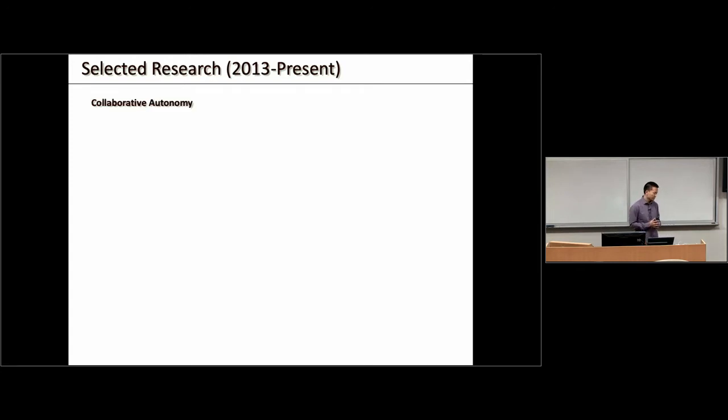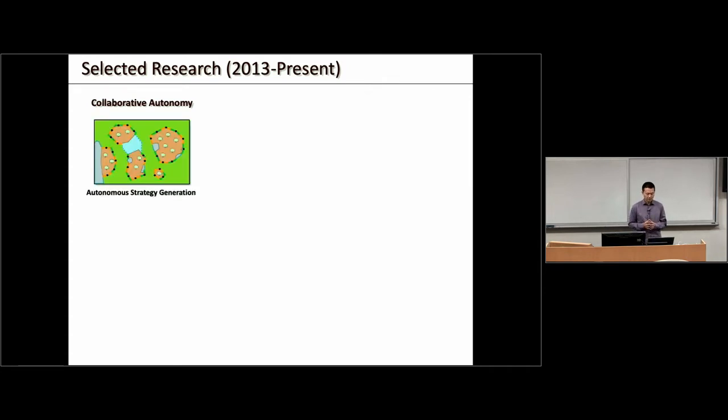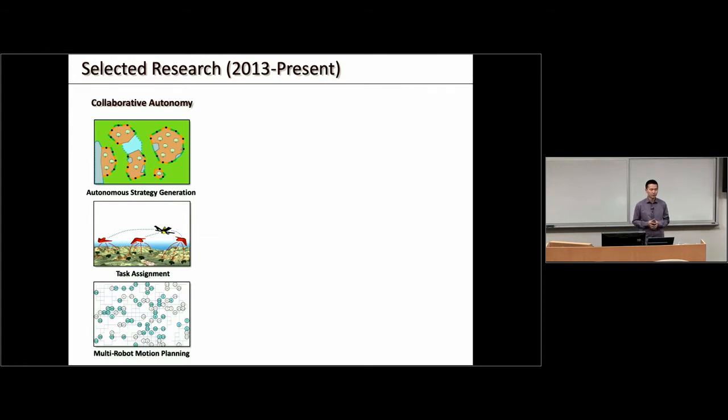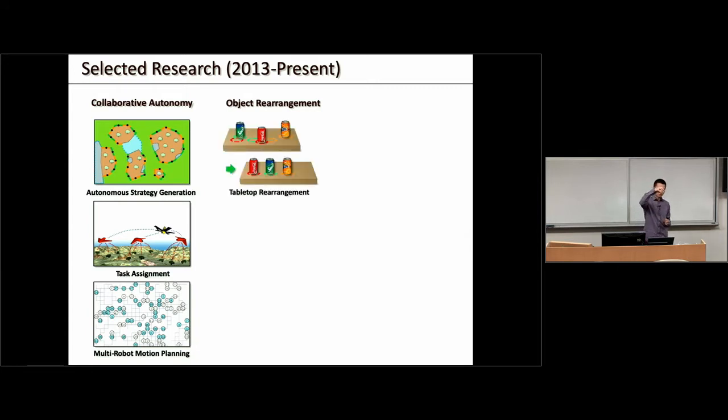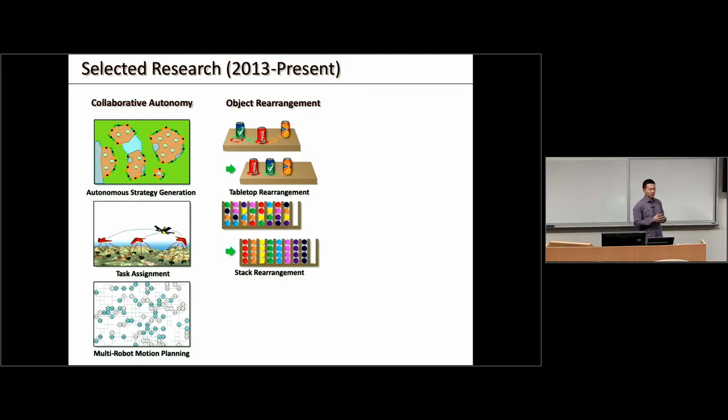A major direction I've been pushing for the past few years is collaborative autonomy, which covers subjects like autonomously generating strategies for deployment, task assignment, and multi-robot path and motion planning. I've also been working quite a bit on object rearrangement problems, including settings on a tabletop where you can have a manipulator grab an object, lift it up, move it somewhere else, and drop it down. We've also looked at a stack rearrangement setting where objects are stored in stacks, and you can only access these objects from the top of the stack.